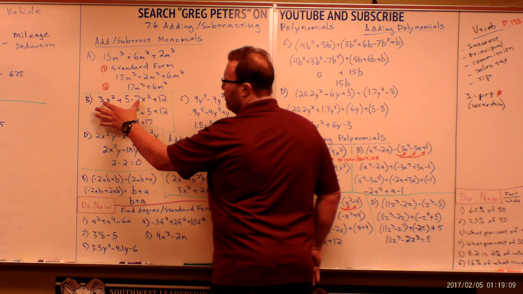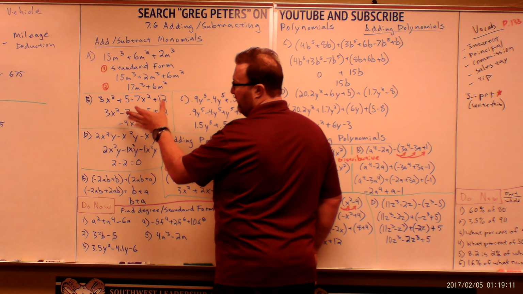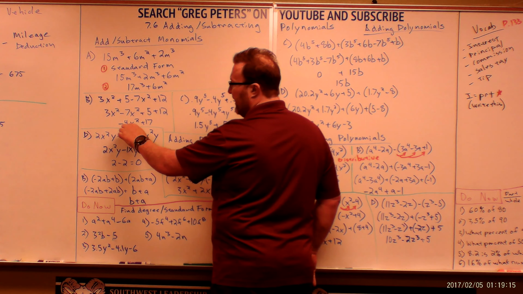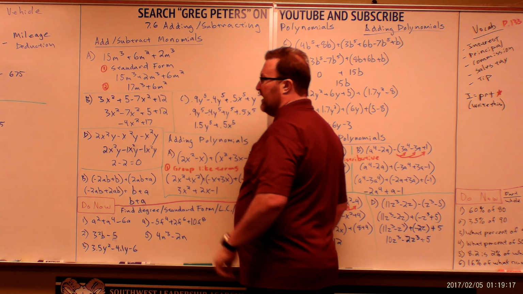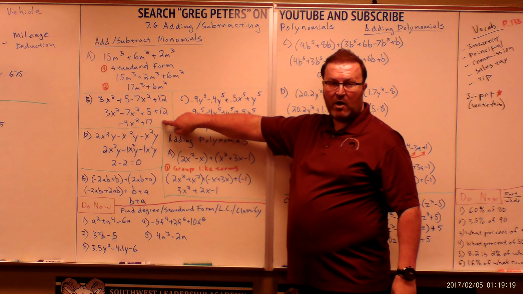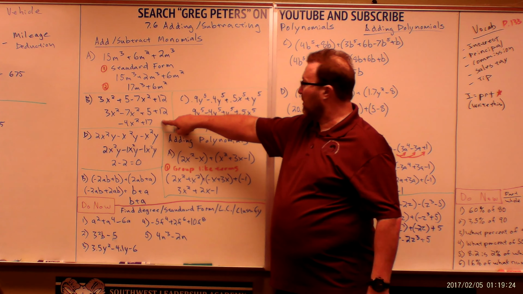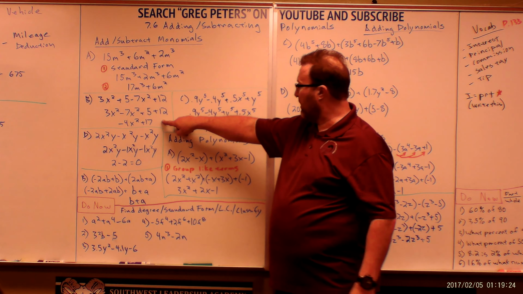Okay, so we're going to group these two together, and then we're going to group the numbers together. Then we're going to add. So we're 3 minus 7 minus 4, and then 5 and 12 is 17. Right? Any questions? Let me see thumbs up or down on this one. Okay. Easy so far, right? Okay, let's go to C.